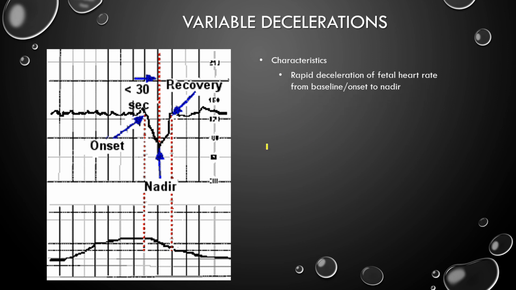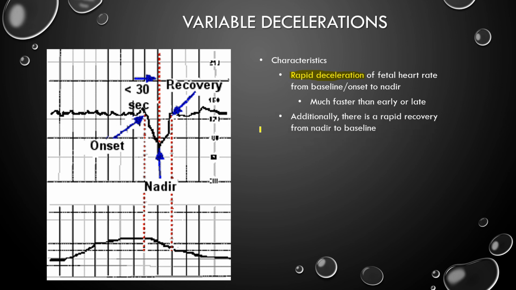So some characteristics of variable decelerations. You have a rapid deceleration of fetal heart rate from baseline onset to nadir. Look at that sharp, jagged curve. That's a very key feature of variable decelerations. So, rapid deceleration. This is much faster than the earlier late decelerations, and it also rapidly recovers. So if you see something like this, you should automatically think of a variable deceleration. Jagged appearance. It looks like a little knife in the middle of the fetal heart rate tracing.